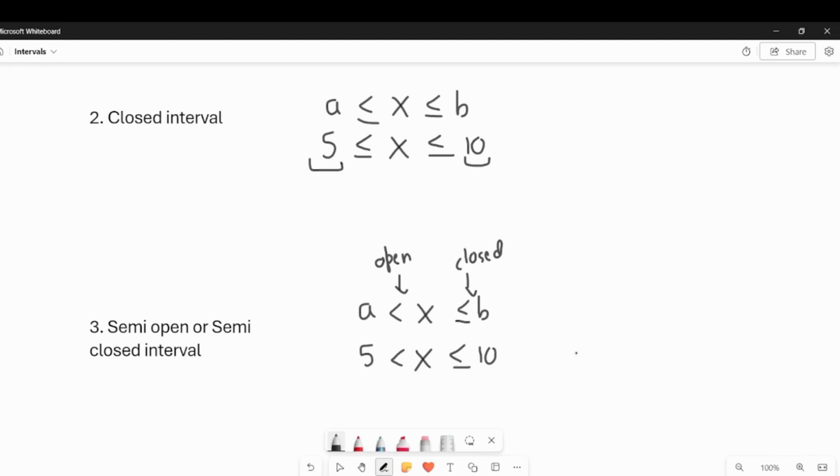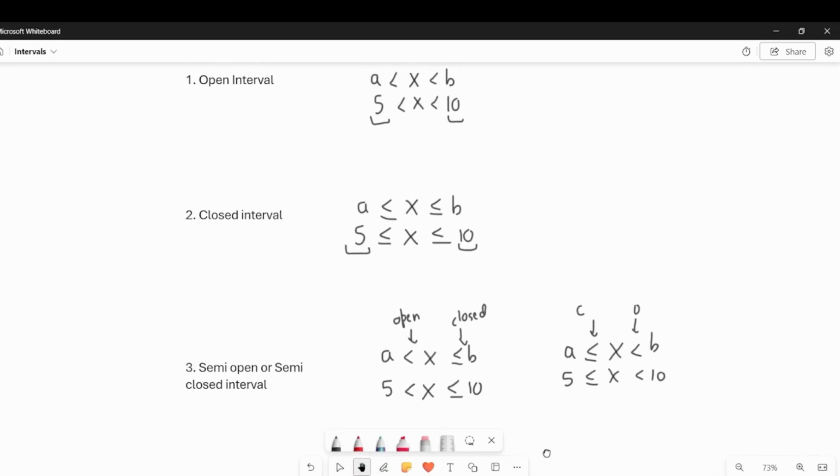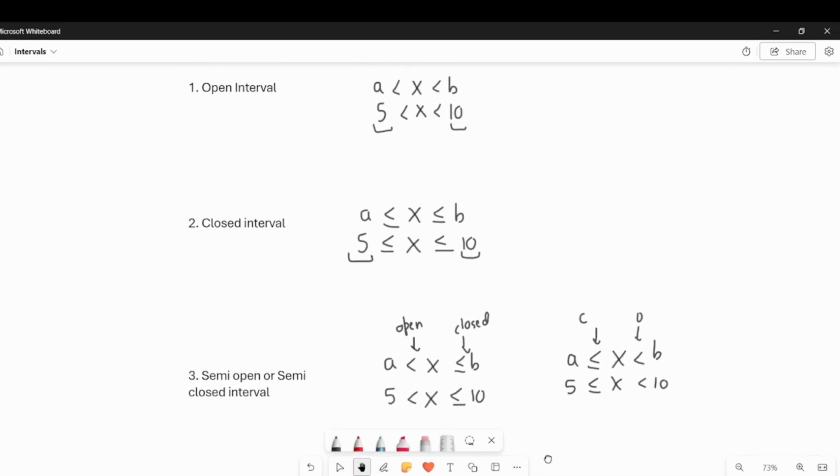This is a semi-interval, and the other way can also be x is greater than or equal to a and less than b. So here this end is closed and the other end is open. For example, we can write it like this: x is greater than or equal to 5 and less than 10. So these are the three types of intervals we have. If you have a good understanding of inequations, then you can clearly understand the intervals.